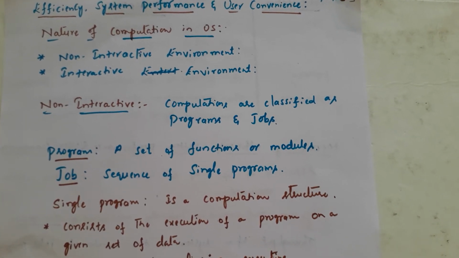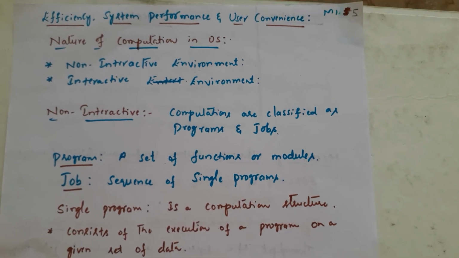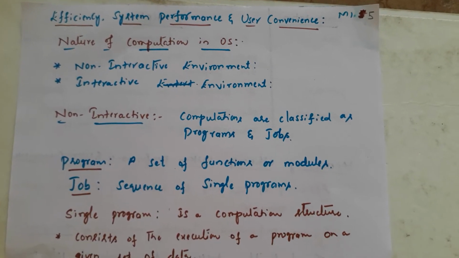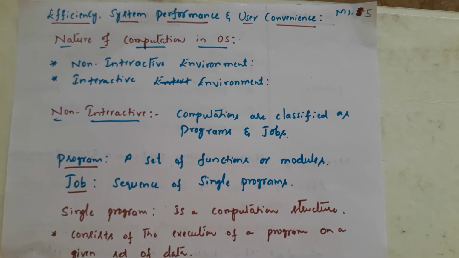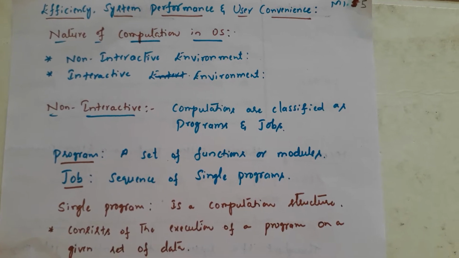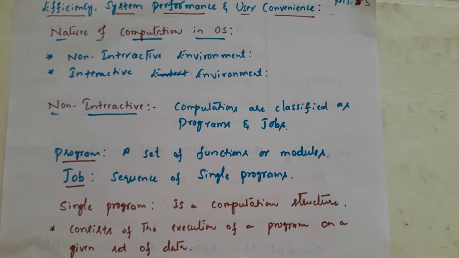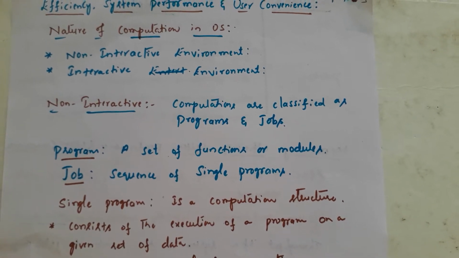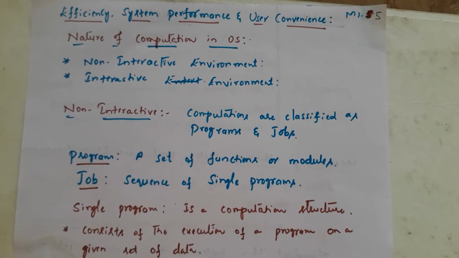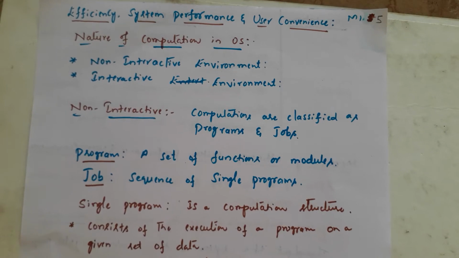So based on how quickly we are getting the response, we can categorize this computation into non-interactive and interactive environment. In a non-interactive environment, the response is based on the number of programs or jobs or processes we are assigning to the operating system, how effectively it is working and how quickly we are getting back the response. If it is an interactive environment, how quickly the request has been responded to tells us how efficient your operating system is.